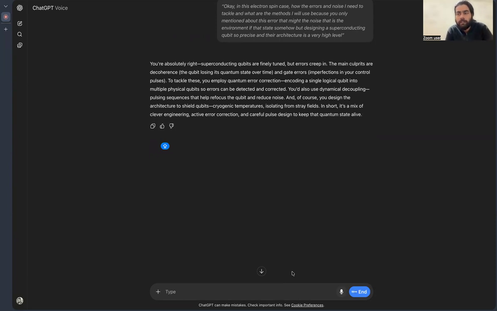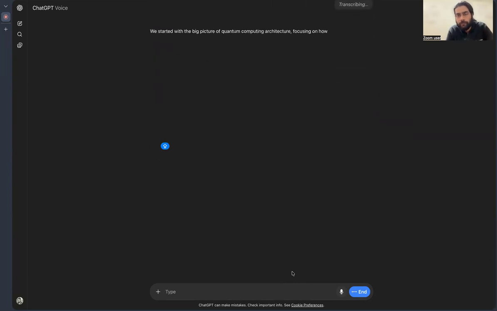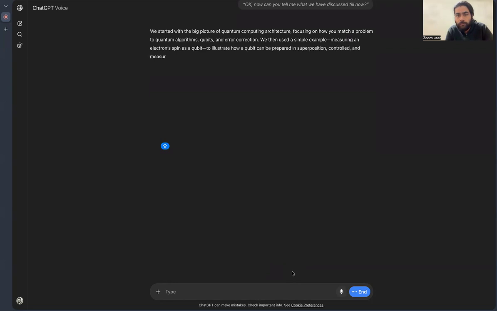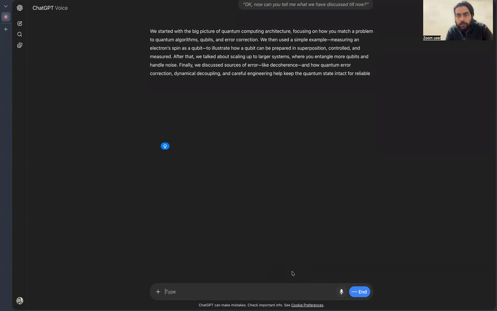Okay, now can you tell me what we have discussed till now? We started with the big picture of quantum computing architecture, focusing on how you match a problem to quantum algorithms, qubits, and error correction. We then used a simple example, measuring an electron spin as a qubit, to illustrate how a qubit can be prepared in superposition, controlled, and measured. After that, we talked about scaling up to larger systems, where you entangle more qubits and handle noise. Finally, we discussed sources of error like decoherence and how quantum error correction, dynamical decoupling, and careful engineering help keep the quantum state intact for reliable computation.